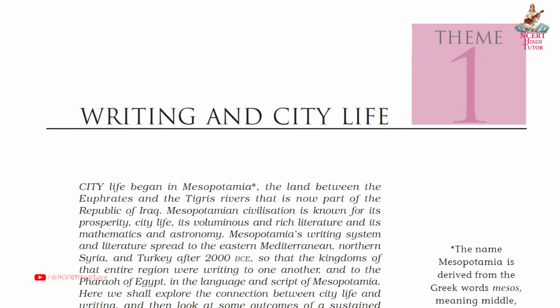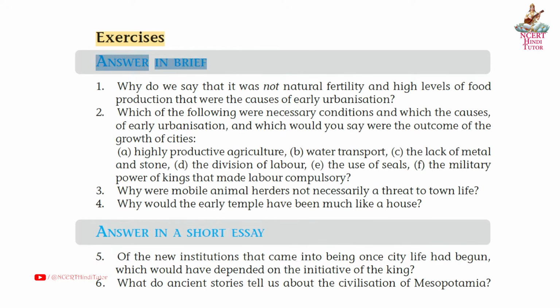Theme 1, Writing and City Life, Question Answers from Class 11, Subject History. Exercises, answer in brief. Question 1: Why do we say that it was not natural fertility and high levels of food production that were the causes of early urbanization?